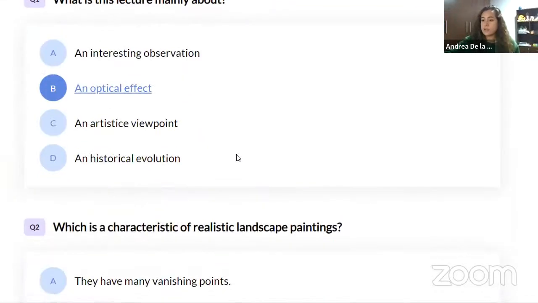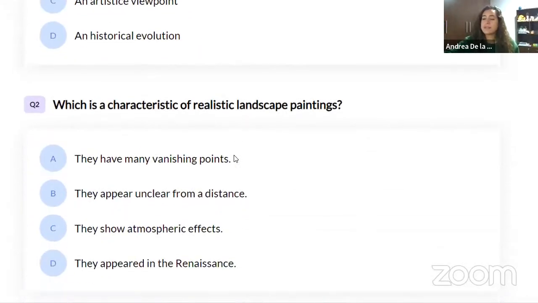Okay, guys, next question says, which is a characteristic of realistic landscape paintings? What do you guys think?